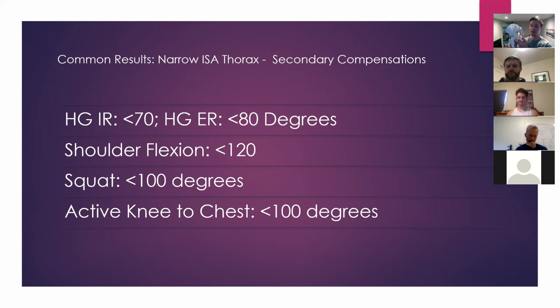If you're narrow and you're in secondary compensation and you see them totally roll this thing under because they still have counter nutation, they just got to do the butt wink, then I would probably not count that as a squat, like the depth of that squat. I would stop where you see a severe butt wink. Keyword: significant butt wink. And then their active knee to chest is going to be less than 100 degrees for a similar reason why their squat is less than 100.